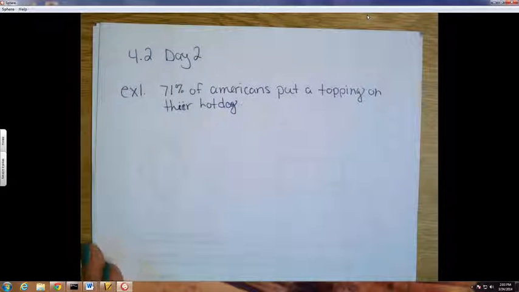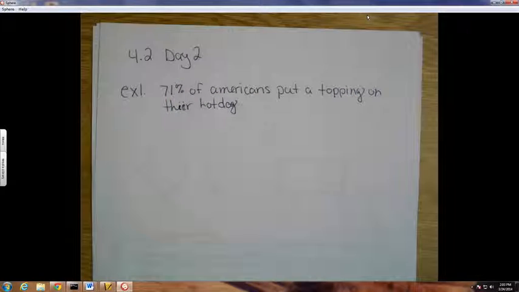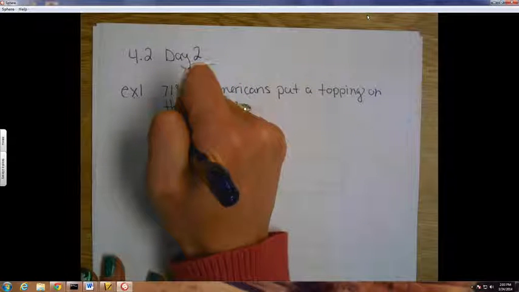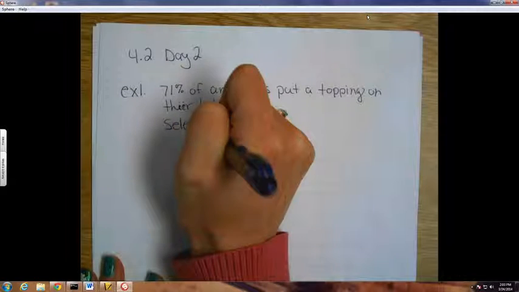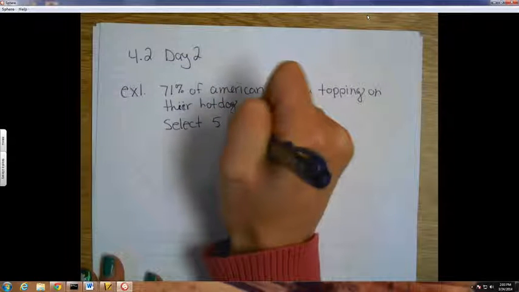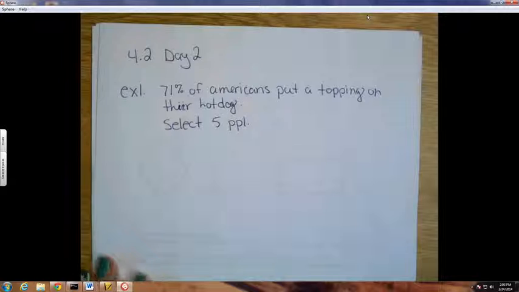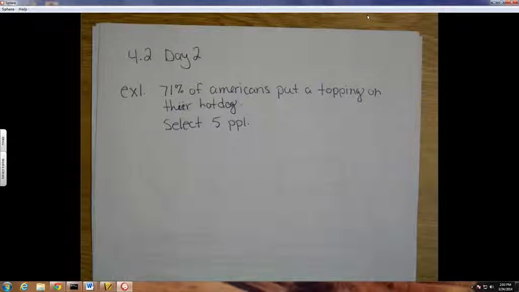Okay, real survey that was done. They wanted to know what percent of the population actually put something on top of their hot dog as a condiment. So ketchup, mustard, relish, onions, okay. We are going to select 5 people and ask them, do you put a topping on your hot dog? So the question is either yes, I do, success, no, I don't, failure. So if you don't like toppings, you're a failure. Yeah. You should stop trying.